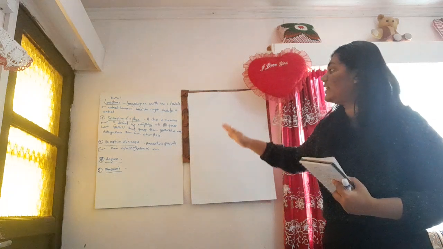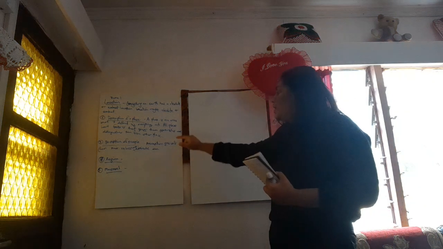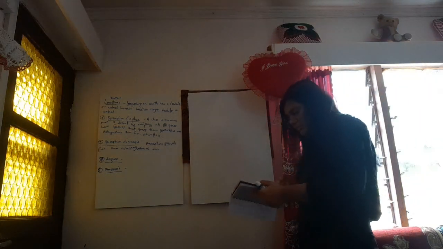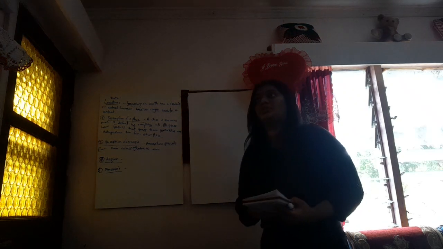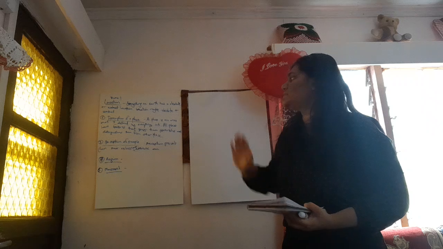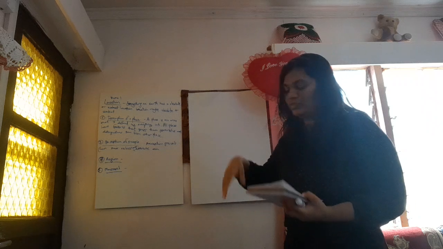So those are the five most important themes of geography in tourism: location, description of a place, perception of people, region, movement.